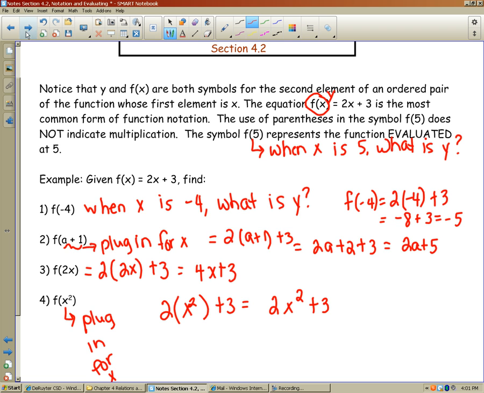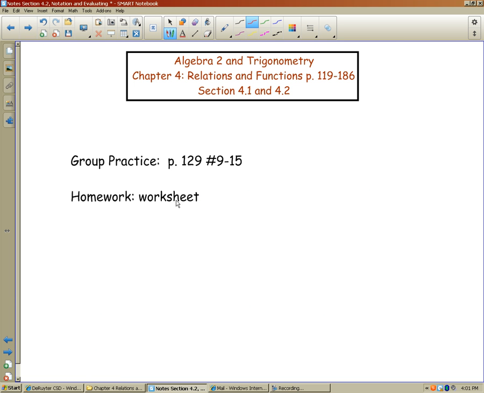Next page. In class, we're going to practice this page, and we also have a worksheet that we're going to practice in class.